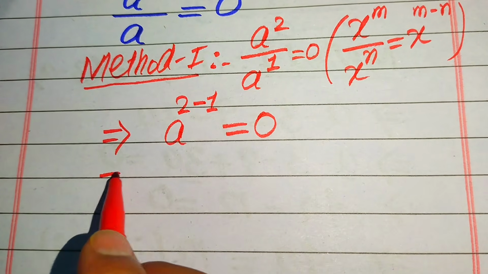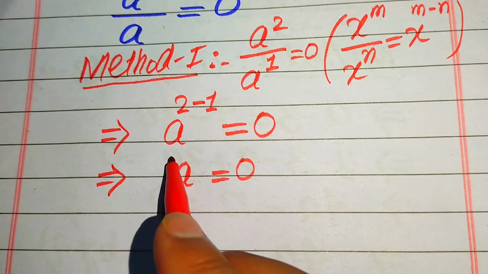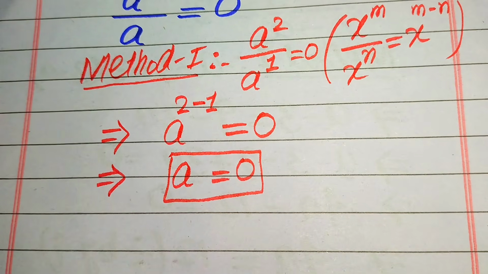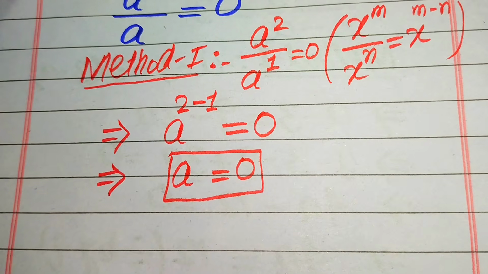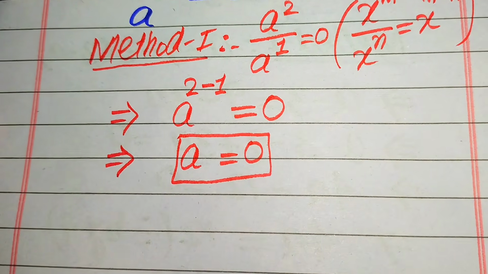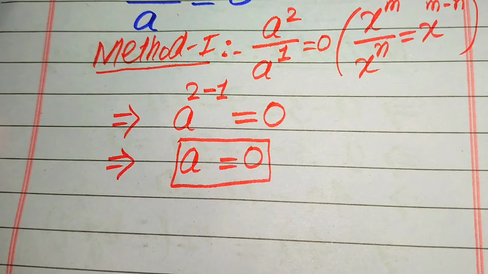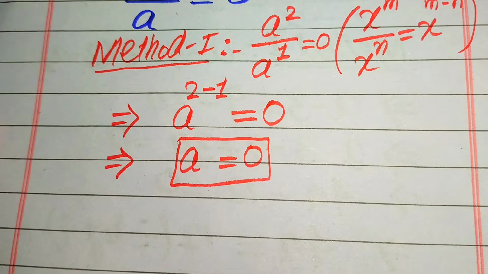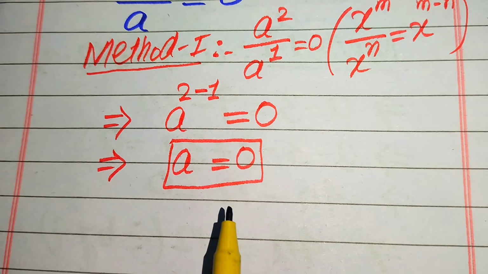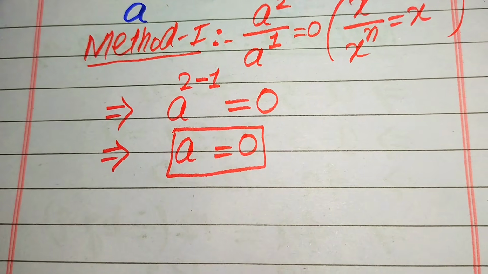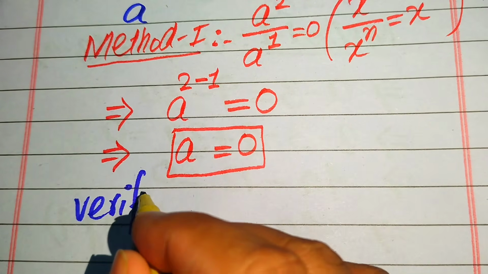And further, in the next step, a to the power of 2 minus 1 becomes a to the power of 1, which means that a equals 0. So in this method we get just one value of a, that is 0. Now in the next step we need to verify whether this value of a is a solution or an extraneous root. First we decide the nature of this root, and then I will explain the difference between an extraneous root and a solution.